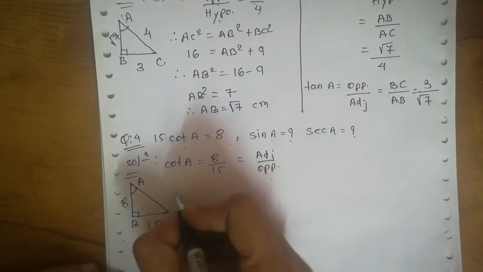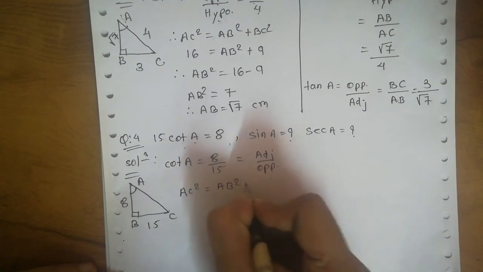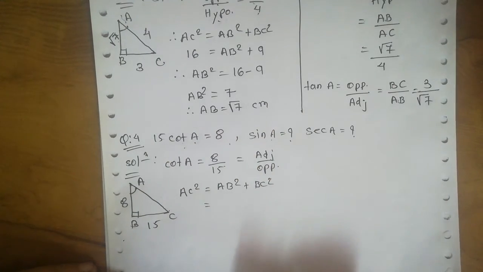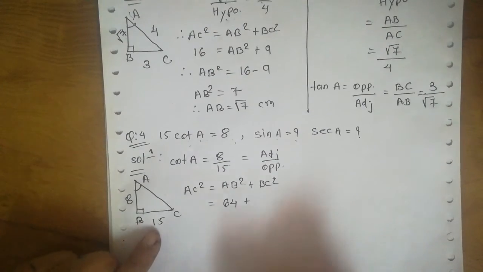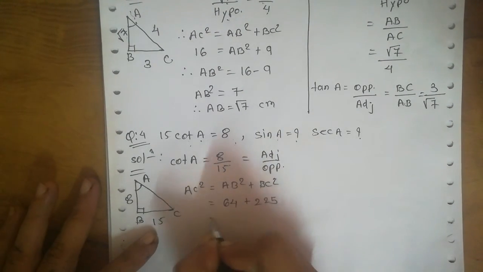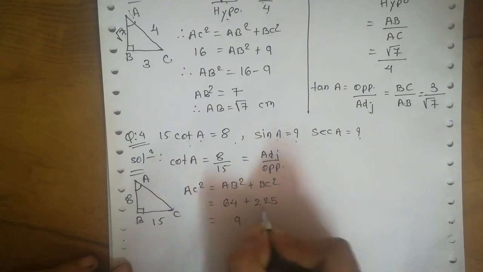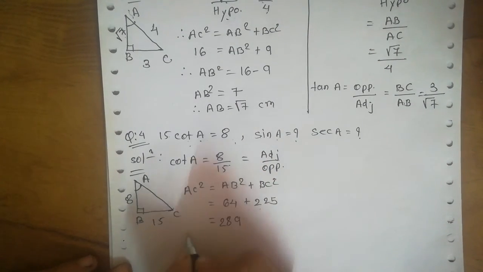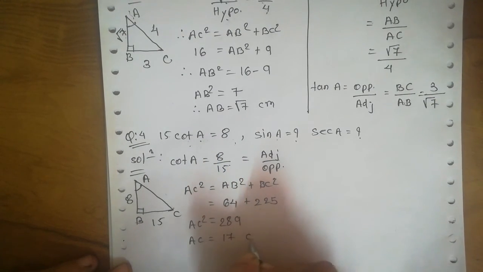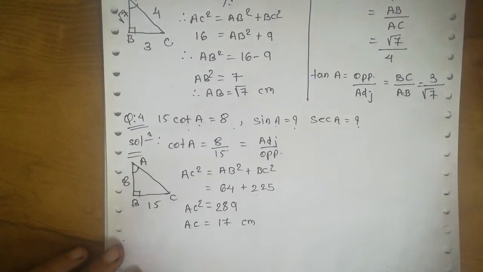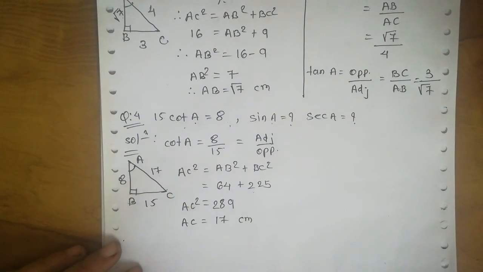By the Pythagoras theorem we can find AC square is equal to AB square plus BC square. Therefore AB square is 64, 15 square is 225. 225 plus 64 is 289. So AC square is equal to 289. Therefore AC is equal to 17 centimeter, the square root of 289 is 17.